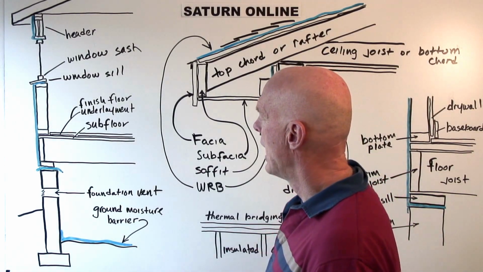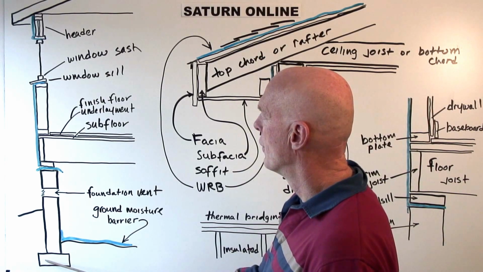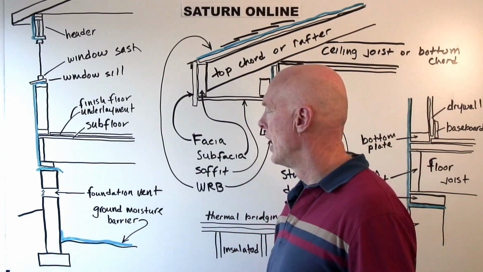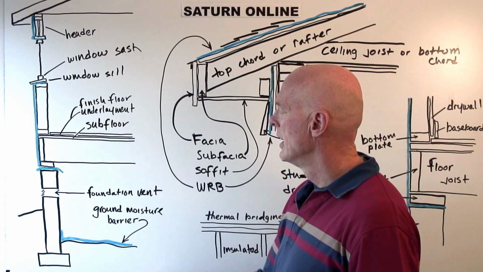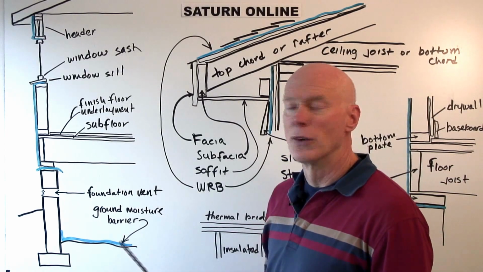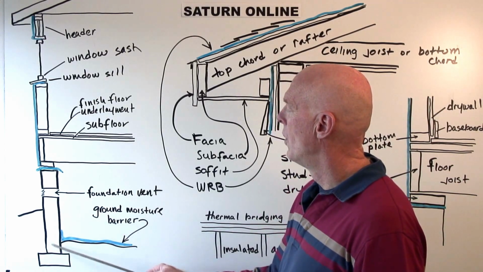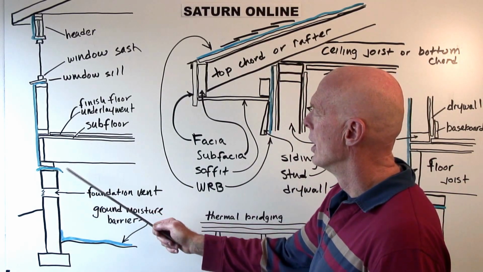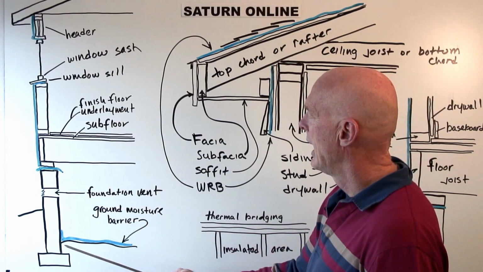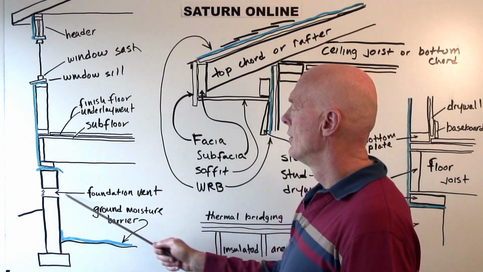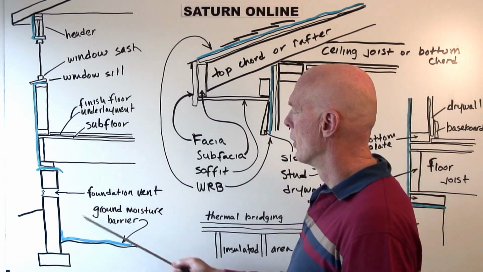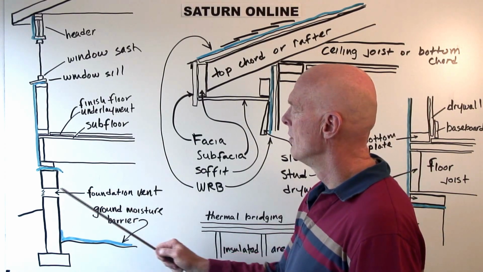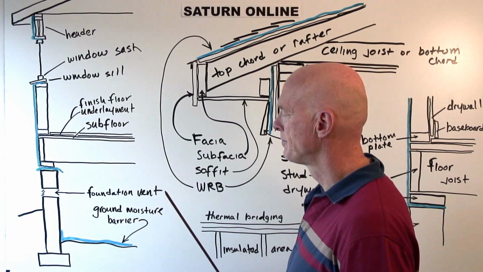Starting off here down in the ground, we have the footing. The footing is a foot that the foundation wall sits on, and the footing transfers the weight of the building to the ground. Then we have the foundation wall, which is usually made of concrete or concrete block or a masonry wall. It can be a vented foundation wall with a crawl space, or an unvented foundation wall with a crawl space, or an unvented foundation wall with a basement.